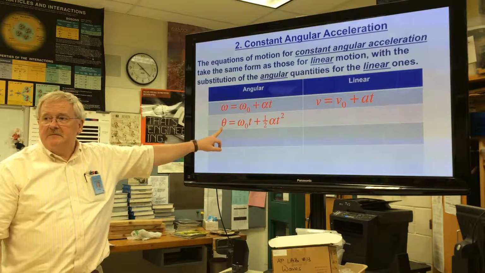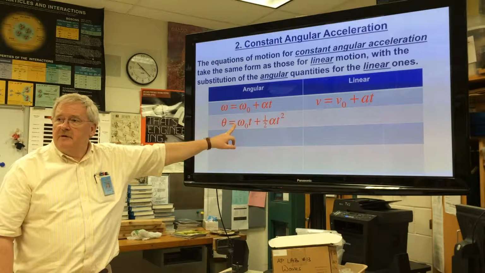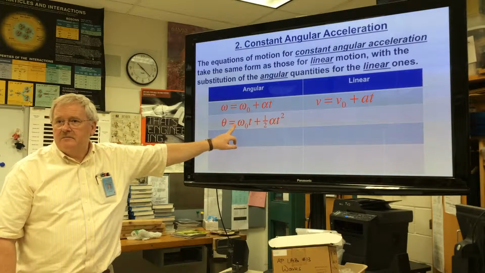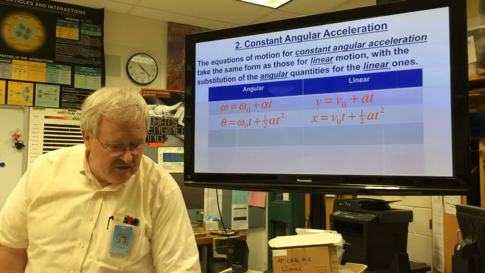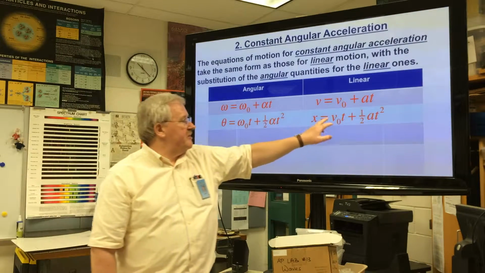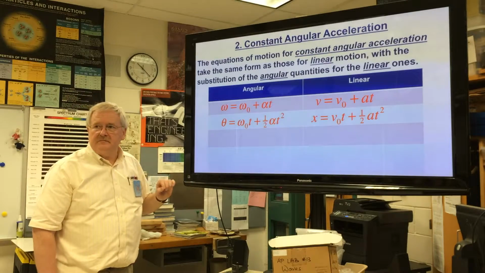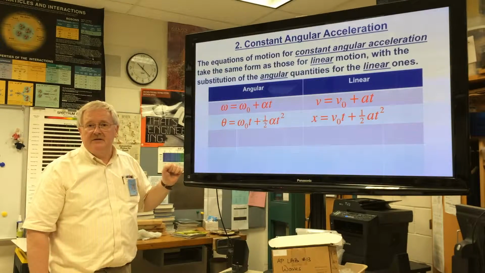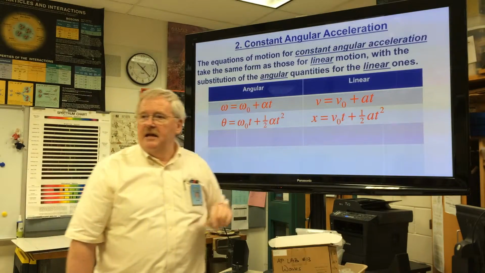Angular displacement. I've not put theta naught in here because I'm assuming it's 0. I'll do the same thing on the other side. So you won't see x equals x naught plus v naught t plus half a t squared. What you see is just this, right? I've said x naught is 0 here. You can put it in if you need to. But fundamentally you can see that they're exactly the same form.